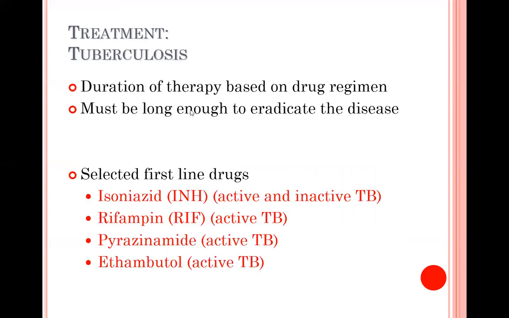So the duration of the therapy is based on the drug regimen, and must be long enough to eradicate the disease. So there's a selected first line of drugs. You can see here, let's see, isoniazid, INH. This is for both active or inactive. So if somebody doesn't have specific expression of the disease, they could still be taking this.